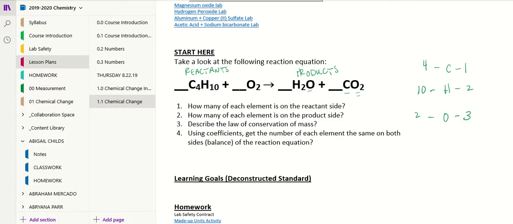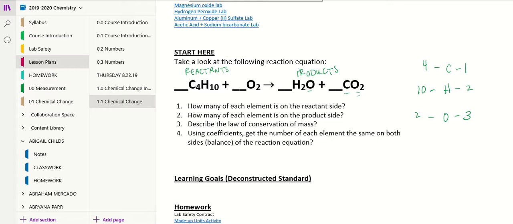What is the law of conservation of mass? Matter can't be created nor destroyed. So take a look at this reaction right now. I have 4 carbons on my reactant side. What happened to them because now I only have 1 on my product side? I just destroyed 3 carbons.